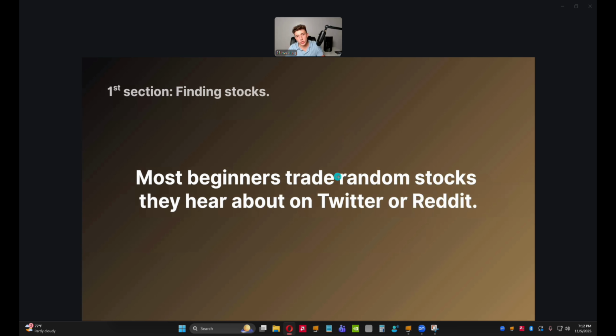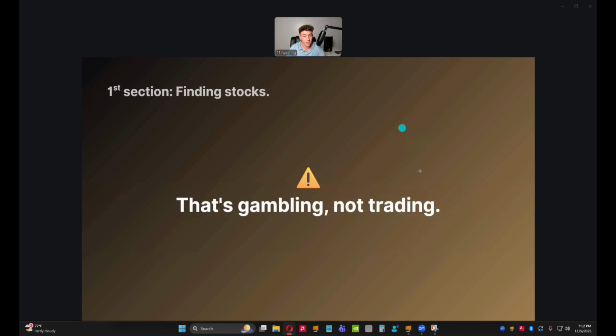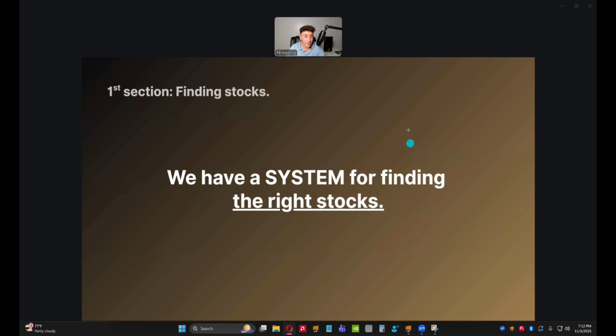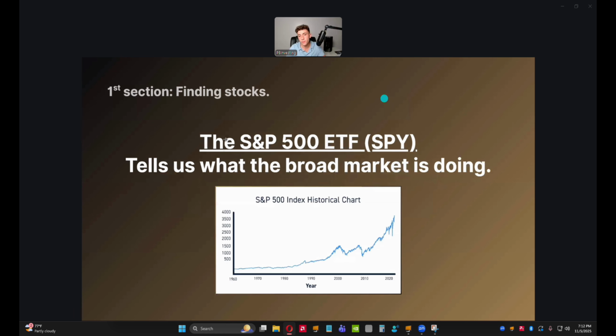So, guys, most beginners trade random stocks they hear about on Twitter and Reddit. You lose money because these guys on the internet are pumping stocks. They're promoting extremely cheap pennies, extremely cheap options, low volume stocks. But no, we don't trade that. That's gambling. It's not trading. Us, we have a system for finding the right stocks. We trade options on high volume stocks.